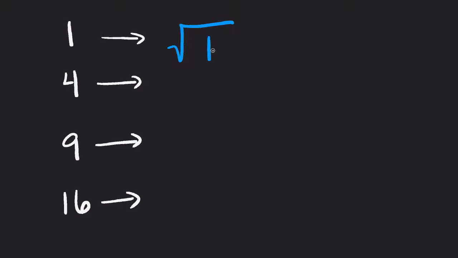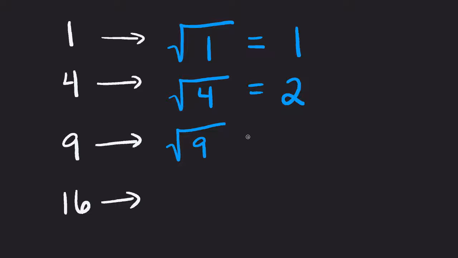Some of our most common examples of these would be numbers such as 1, 4, 9, 16, because if I take a square root of those, so if we look at what these square roots look like, the square root of 1 would give me an answer of 1. The square root of 4 would give me an answer of 2. Square root of 9 returns a 3. Square root of 16 returns a 4.